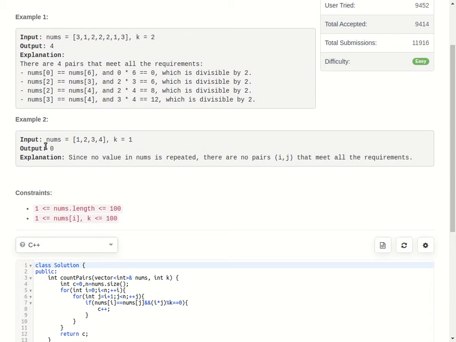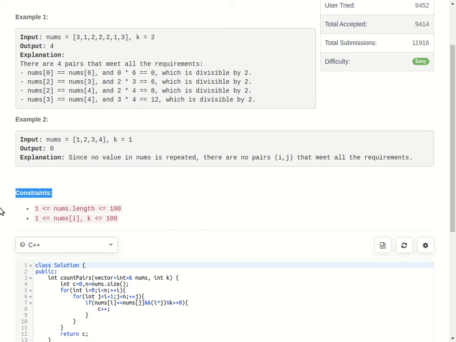So let's look at example 2. When nums is 1, 2, 3, 4 and k is 1, we get no possible solution because none of the numbers are equal. So therefore there are no (i, j) pairs that meet all the requirements.